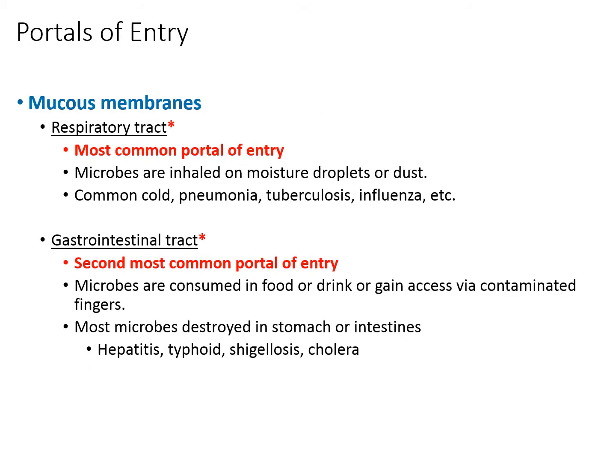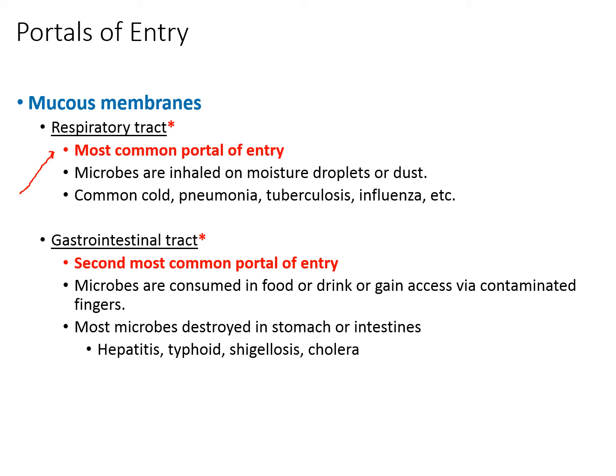In order for a microorganism to start an infection or cause a disease, it has to gain entry to the human body first. Pathogens enter the human body via portals of entry. Portals of entry are the sites that pathogens use to enter a host's body and start an infection or cause a disease. The most common portal of entry is the mucous membranes of the respiratory system or the respiratory tract.